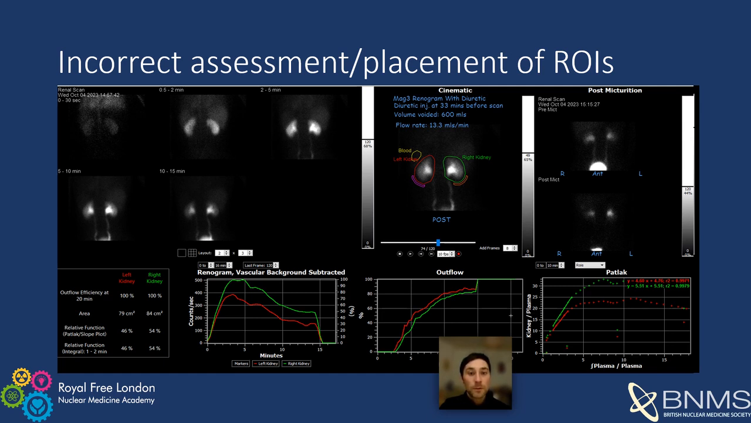The pre- and post-MICT images were acquired supine due to patient immobility. However, the detector configuration was not changed to account for this, so only the anterior projection was acquired. Therefore, it was not included on the renogram plot.